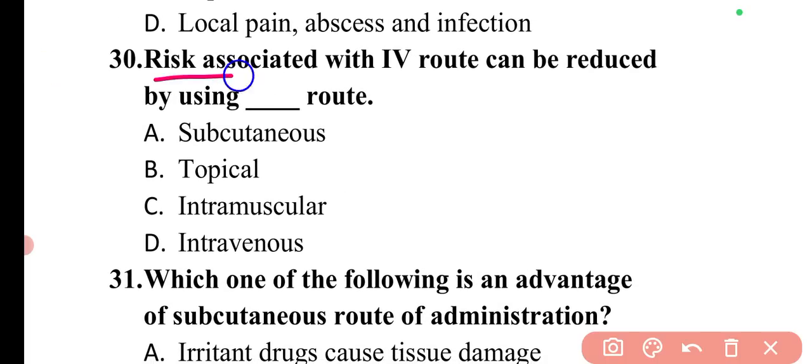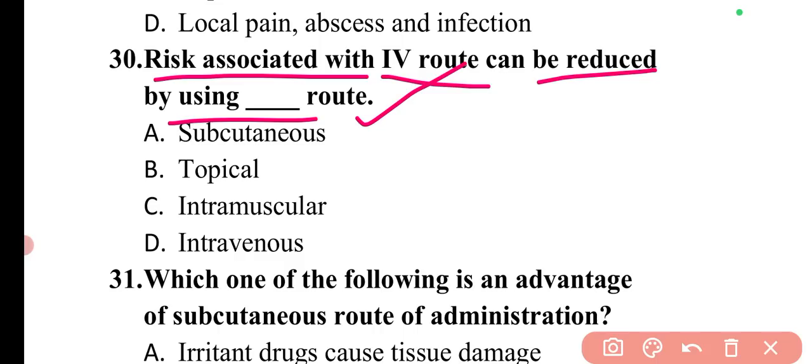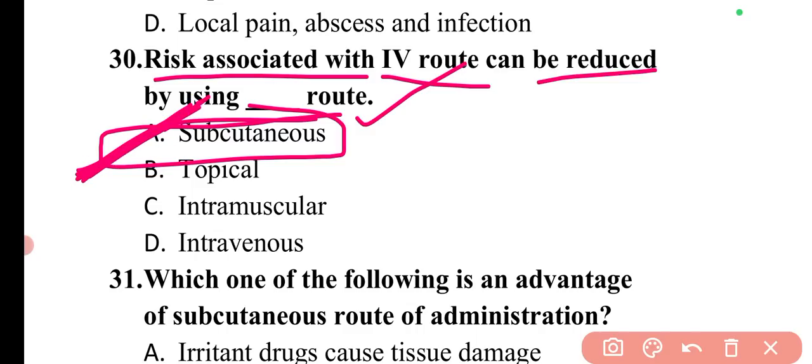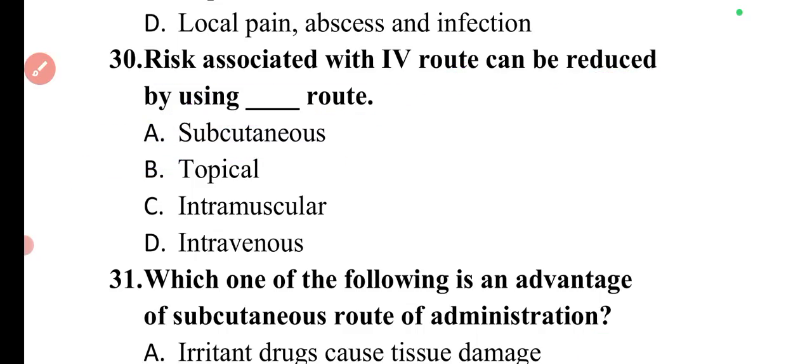Next question is, risk associated with IV route can be reduced by using dash route. So there are several risks associated with the IV route. Thrombophlebitis can occur. There can be inflammation, blood clots, or swelling. So these can be seen with the intravenous route. But by giving the drug through the subcutaneous route, which we can say is a substitution for the intravenous route, if there are no emergencies, the patient can be given the drug via the subcutaneous route.